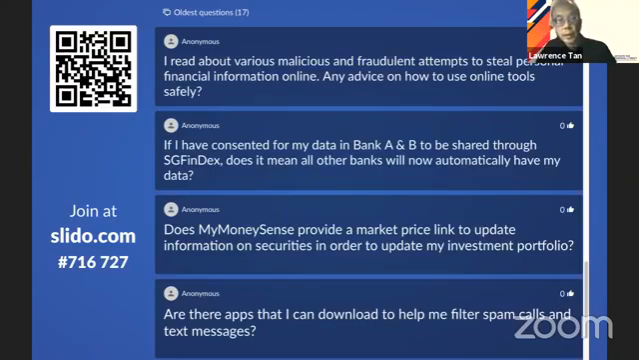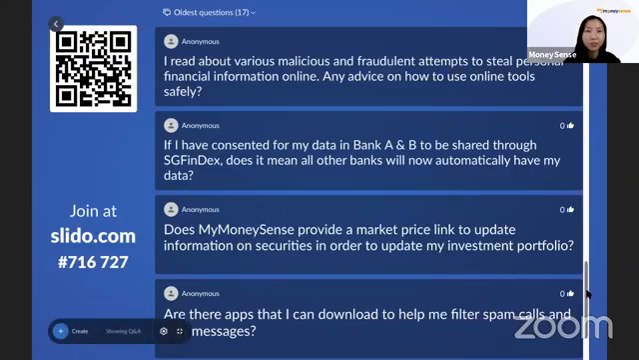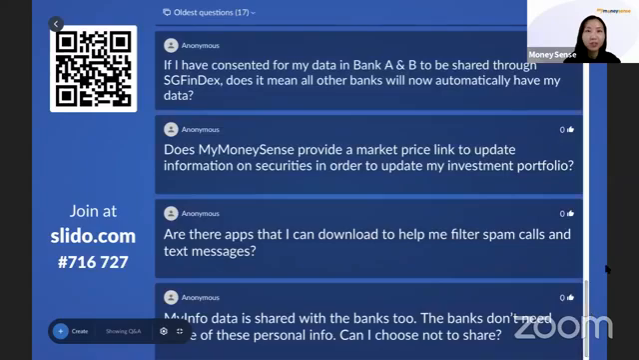Okay. All right. The next question: I have consented for my data in bank A and B to be shared through SGFinDex. Does it mean all other banks will now automatically have my data? Maybe Chendi, I'll take this question. Yep. To everyone, it's a very common question that quite a lot of people have asked us. The answer is no. If you have consented for your data to be shared, all other banks will not automatically have your data.